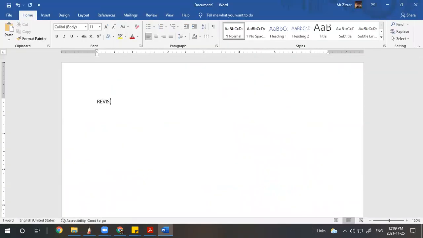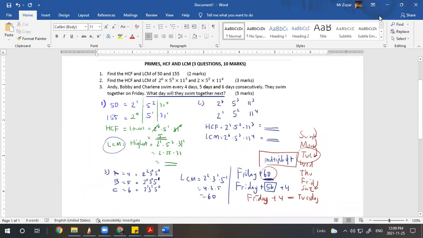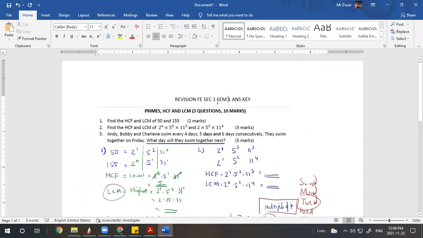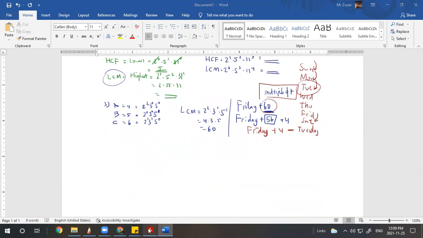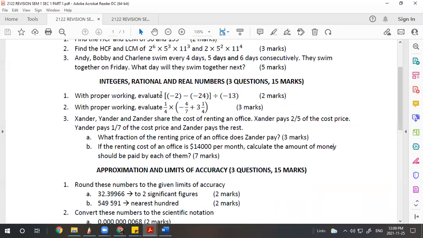This will be the revision answer, right? Revision, final exam, Sec 1, semester 1. Okay, next. If you have any question, you may ask me directly. Now, next question. Integers.